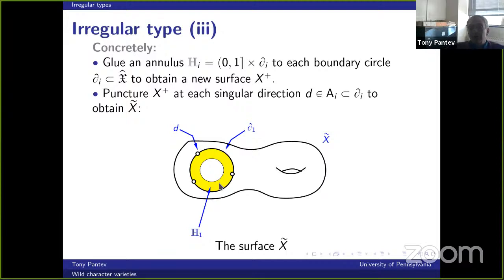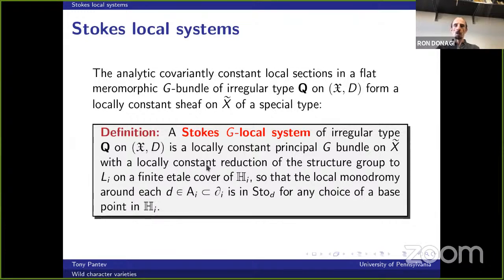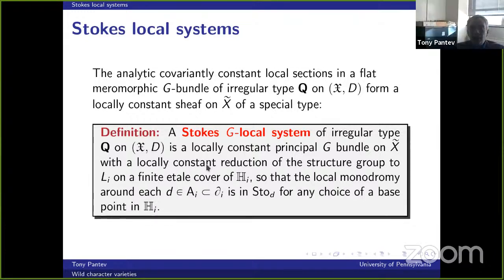If the original surface had K punctures, this one has K punctures, plus near each of the K punctures, I need to puncture a bunch of times for all the anti-Stokes directions near this original puncture. And now if I look at the analytic covariantly constant local sections in the flat meromorphic G bundle of irregular type Q on the original compact surface, then you get a locally constant sheaf on this X twiddle, which is a locally constant sheaf of very special type. This is what's called a Stokes G local system of irregular type Q.